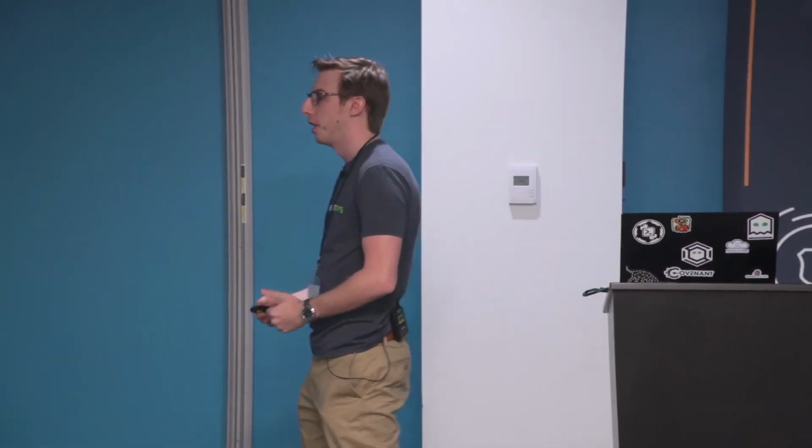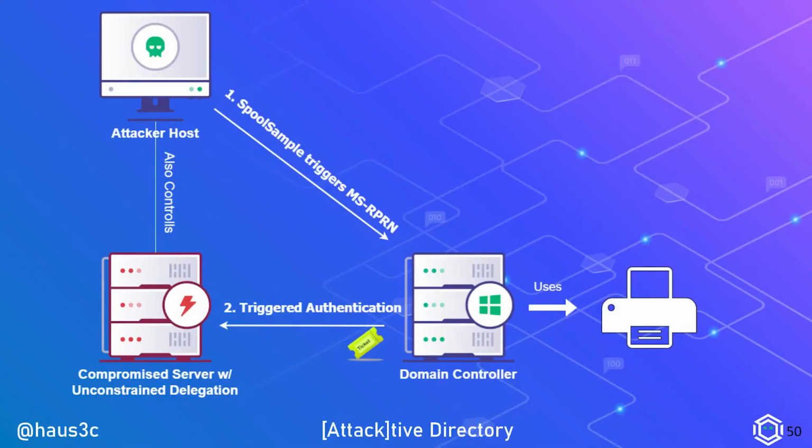Anyways, the whole purpose of this is to coerce a domain controller to authenticate to a host that has unconstrained delegation. And this is how the printer bug works. Again, if we are the attacker host on the top left, we trigger Spool Sample on the domain controller, and the domain controller will authenticate to whatever host we choose. We can specify that in the actual tool.